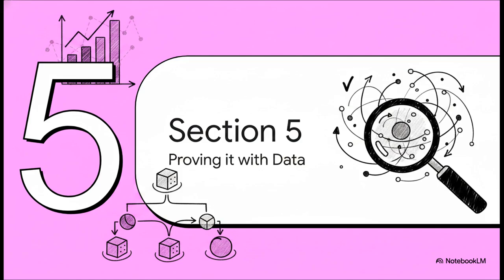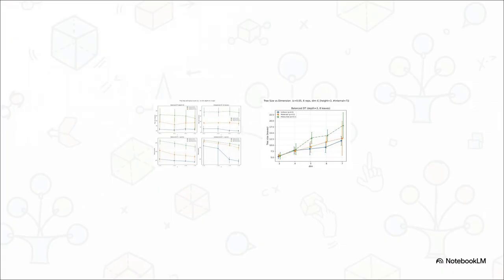Section 5. Proving it with data. Of course, bold theoretical claims require hard empirical evidence. Now, what's really interesting about this slide is the tracking of tree size across totally different distributions. If you compare the performance on a perfectly uniform distribution against a heavily biased non-uniform one, something amazing happens.